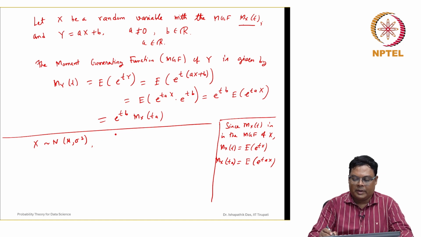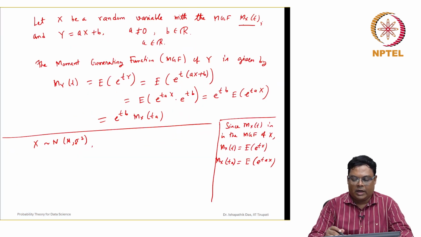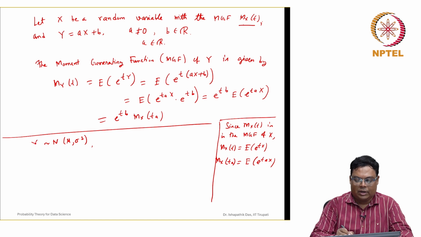Now suppose x is normal mu, sigma square. If you take this transformation, y is equal to mu plus sigma x, so let us take z equal to these things. Or you can take, instead of this, x as normal 0, 1. Then if you consider y is equal to mu plus sigma x, we want to find the moment generating function of y. But what is this distribution?